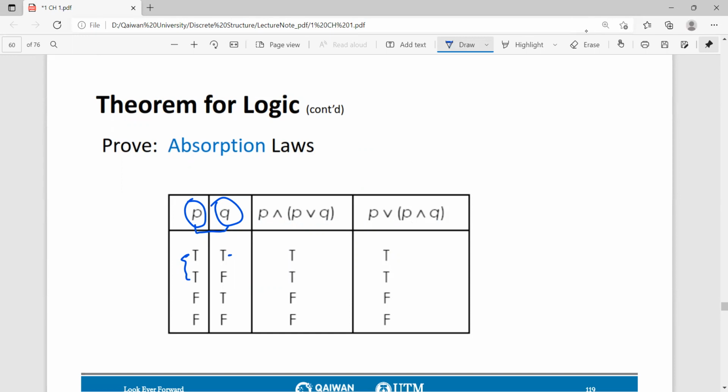It's easier if we expand more. That means we first find P or Q, then we combine this with P by AND. If we connect them by AND, then it's easier to get the result. Look, first let's find P or Q. For P or Q, what do we get? If only one of them is true, the result is true.